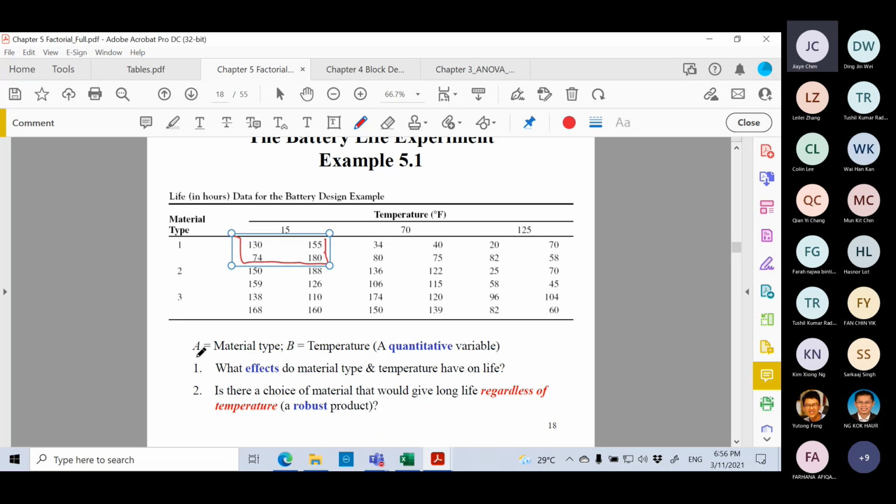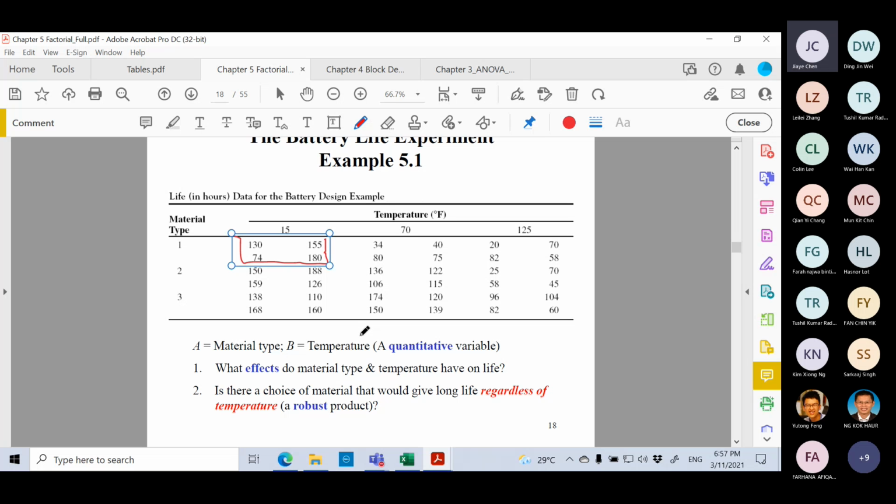Of course, I have a mention here: A I will denote as the material type, and B I denote as the temperature. It's up to you. You can denote A as the temperature and B as the material type. So you can change it. So what effects do the material type and temperature have on the life of the battery?